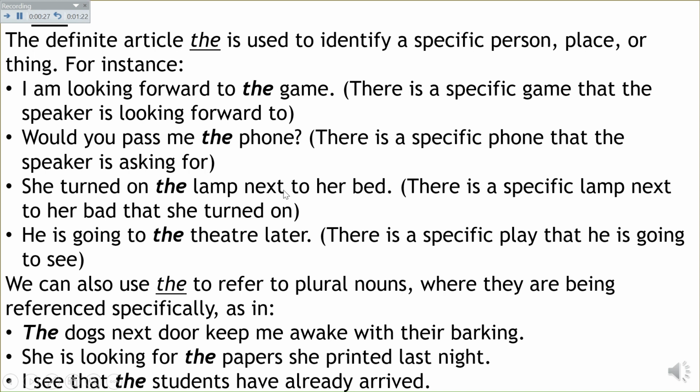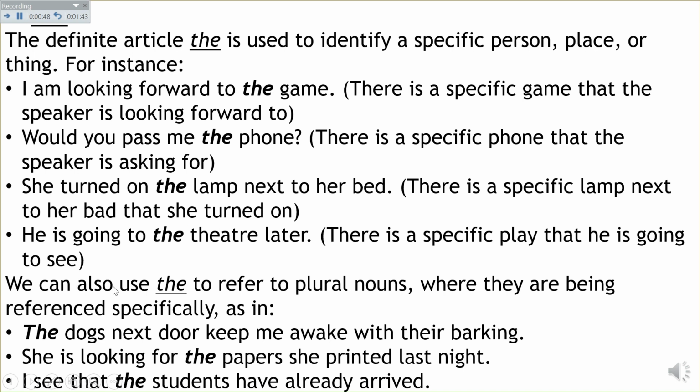She turned on the lamp next to her bed. So this the makes the lamp specific. There is a specific lamp next to her bed that she turned on. He's going to the theater later. There is a specific theater that he is going to see. So the makes the theater specific.